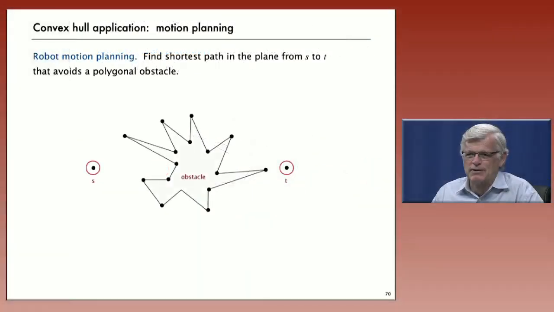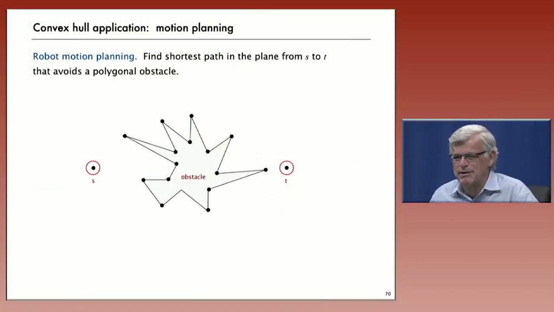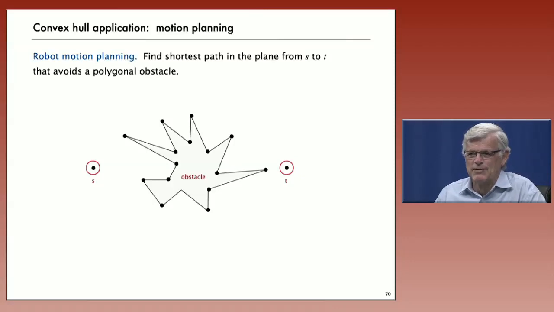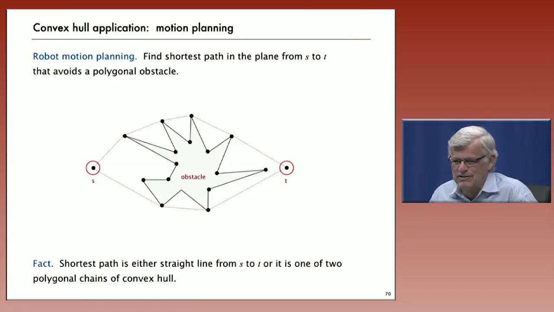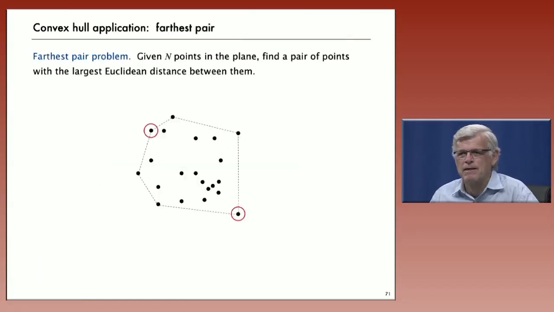Suppose you have a robot that wants to get from S to T, and there's an obstacle that's defined by some polygon. You want to be able to go around the obstacle, and it turns out that the shortest path is either a straight line from S to T, or it's part of the convex hull. And it's not hard to see why that might be true. There's plenty of other applications where people want to be able to compute the convex hull.